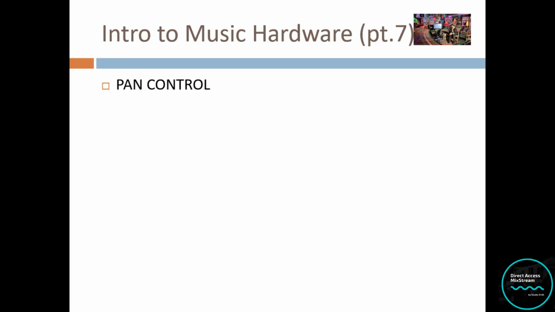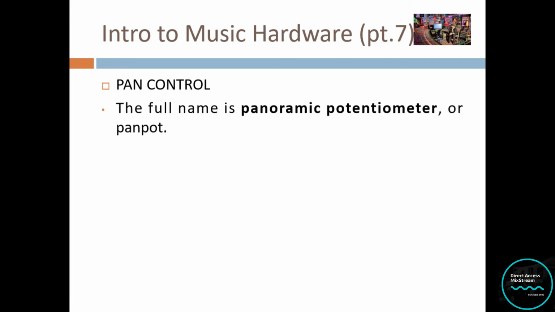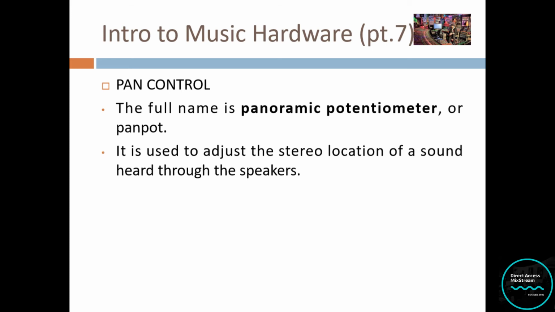All right, pan control. Very, very basic, very simple. The full technical name is very long: panoramic potentiometer, or pan pot for short. Panning lah, let's just call it that. It's used to adjust the stereo location of a sound heard through your speakers or headphones.